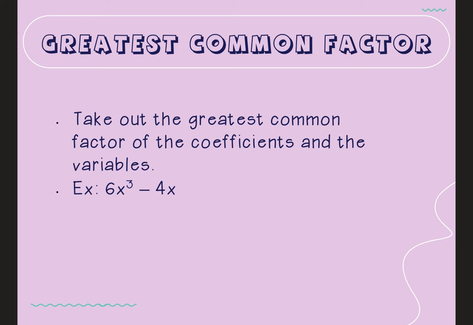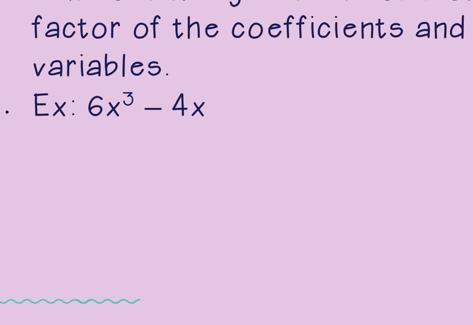So if I look at this example, I have numerically 6 and 4. Does the same number go into both 6 and 4? Yes. What number? 2. So that part of my greatest common factor is 2. That's going to go in the front of the parentheses.